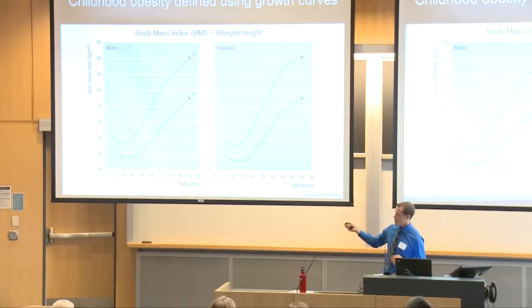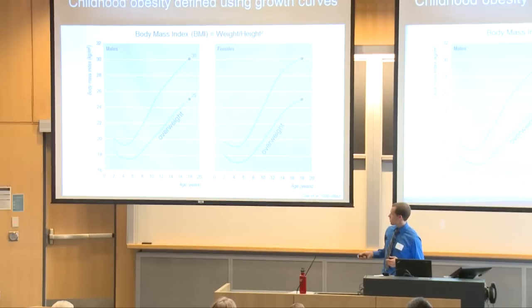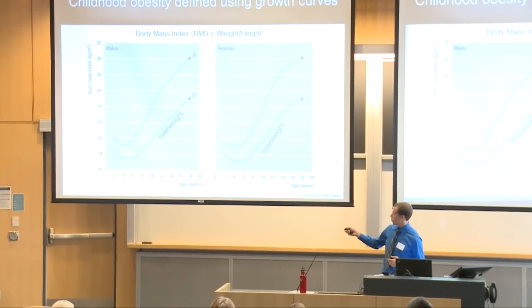Then it gradually goes up as they age. And so what we've done is we've constructed sort of the normal weight curve. And then they've constructed overweight and obese curves. So these curves here are the overweight and obese curves. So this first curve right here, this is the overweight curve.